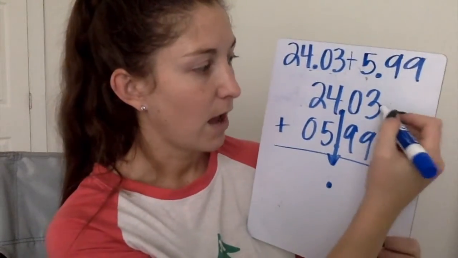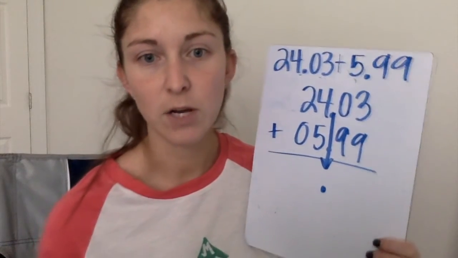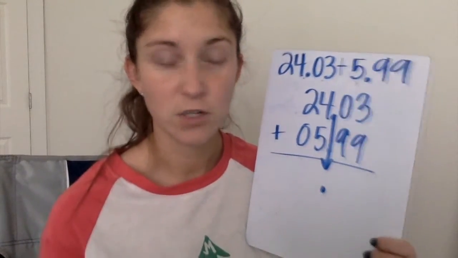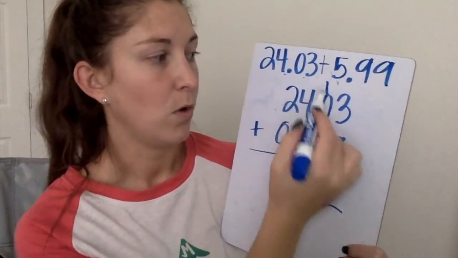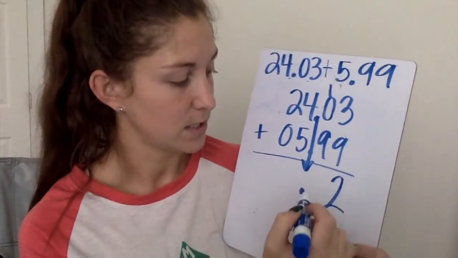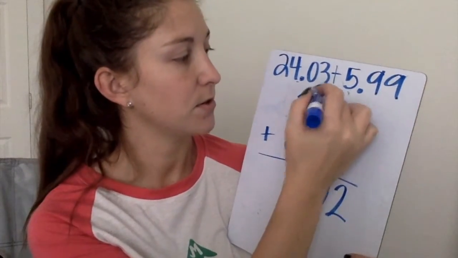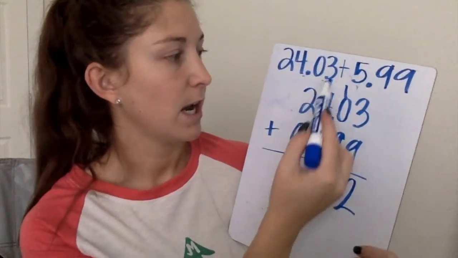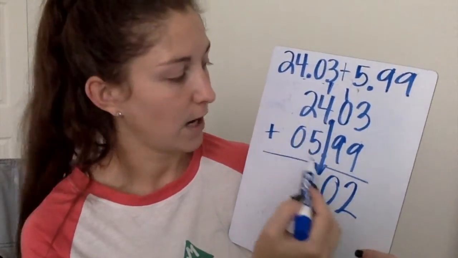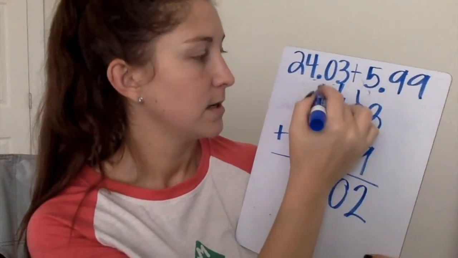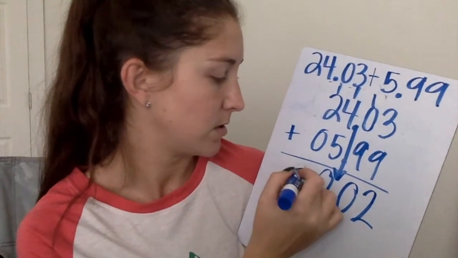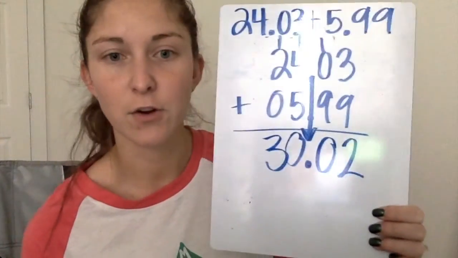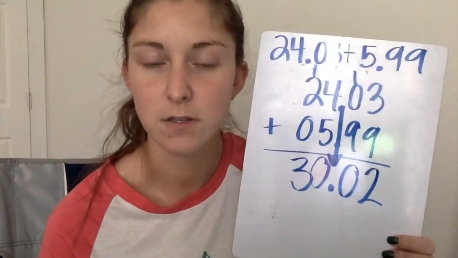So now we have 3 plus 9. Well, 3, 9, 10, 11, 12, so that's 12. Put my 2 down, carry my 1 up. 1 plus 0 is 1, plus 9 is 10. 0 down, carry my 1 up. Then I have 1 plus 4, which is 5, 5 plus 5, which is 10, 0, carry my 1 up, 1 plus 2 is 3, 3 plus 0 is 3, so I would have 30 and 2 hundredths there, all right?